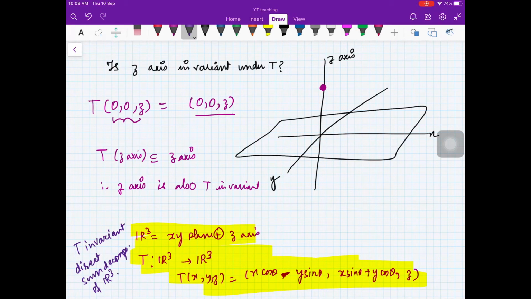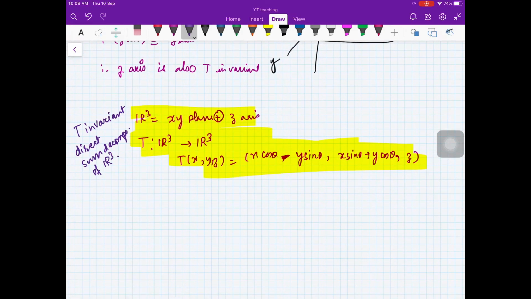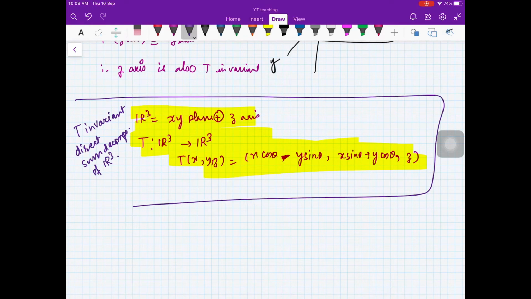Is that clear? Now I can give you an example which is not a T invariant direct sum decomposition of R cube. Let us look at such an example. This is very important, that you look at the examples. Unless you have examples, it is not clear to your mind what you are talking about. If you are looking at some theory, it is very important that you look at the examples, because that way you have clear in your mind what is happening exactly. So I will give you another example.